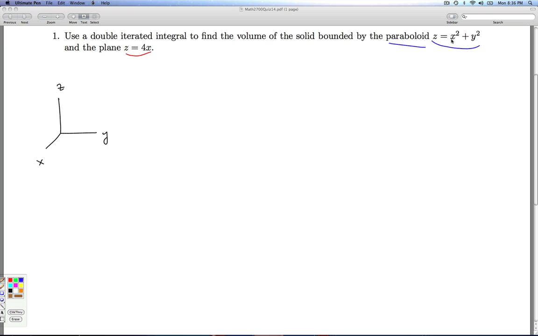If I look at the traces in the zx plane and zy plane and look at level curves, I get my nice friendly paraboloid. What's going on here with z equals 4x? Well, sometimes when trying to visualize things, if it is just two variables involved, it might help to just draw what's going on in the zx plane. In the xz plane, z equals 4x is a very steep straight line. It's coming up like this.